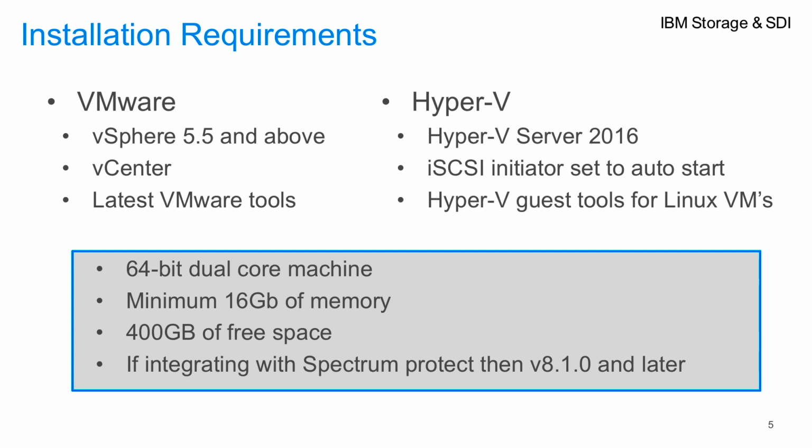Now, things which are common for both environments: a 64-bit dual-core machine where the Spectrum Protect Plus server will be installed, a minimum of 16 gig of memory, 400 gigs of free space, and if you're integrating the Spectrum Protect Plus server with the Spectrum Protect environment, then you need Spectrum Protect version 8.1 and above to integrate that.